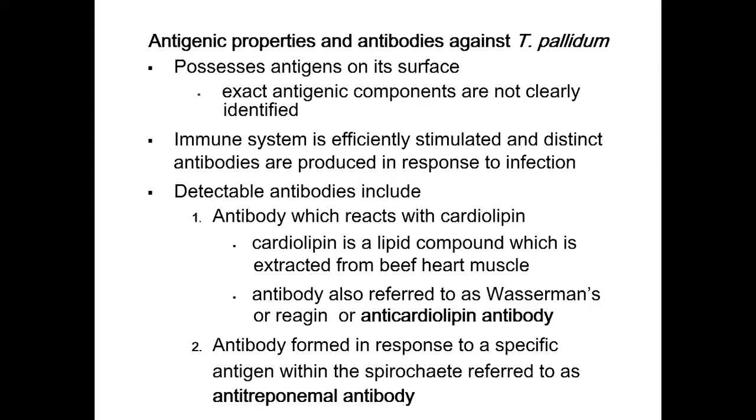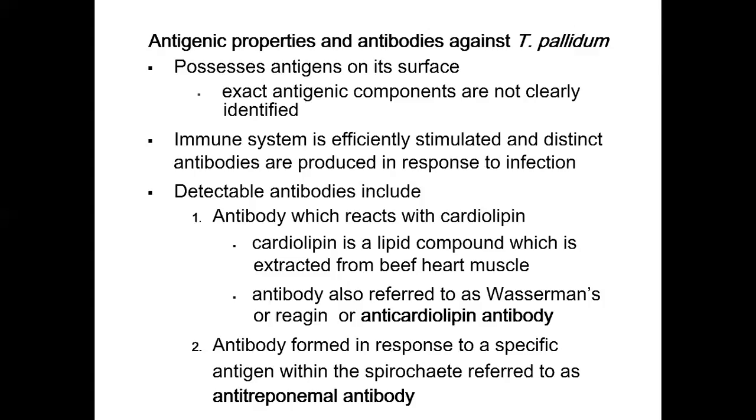And what stimulates the immune system to produce antibodies are antigens. So it is efficiently stimulated and distinct antibodies are produced in response to infection. These antibodies can be detected in the blood of the person who has been exposed. There are quite a number of them, but we are going to talk about two because these are relevant to us when we are doing the laboratory investigation.